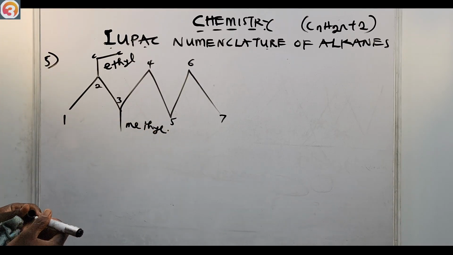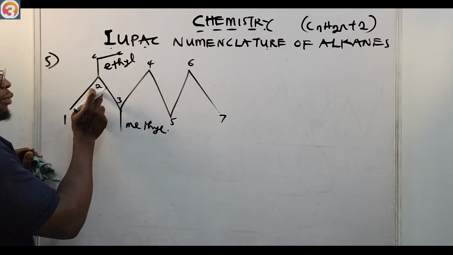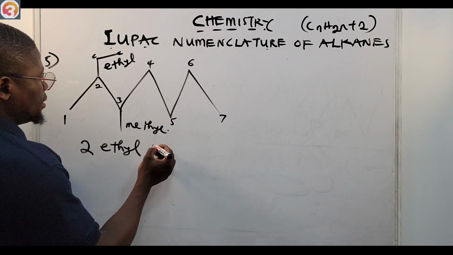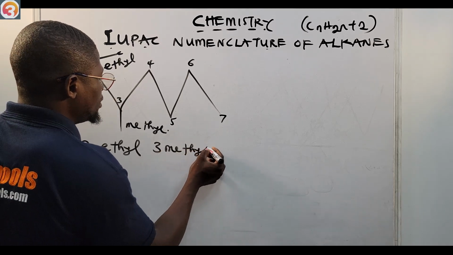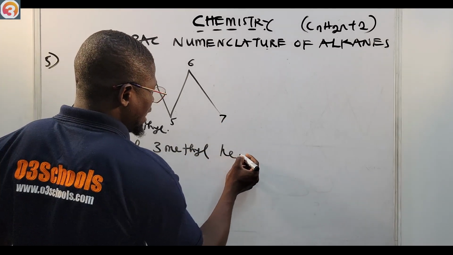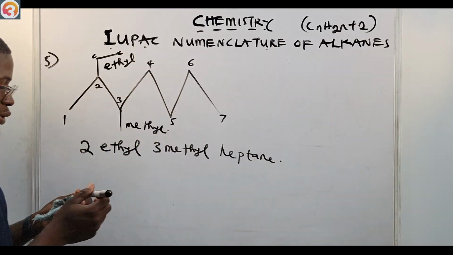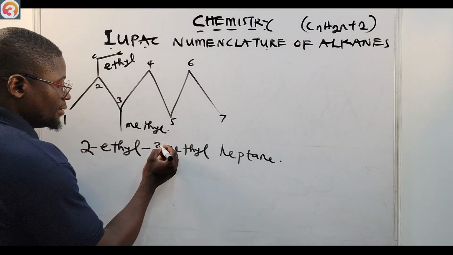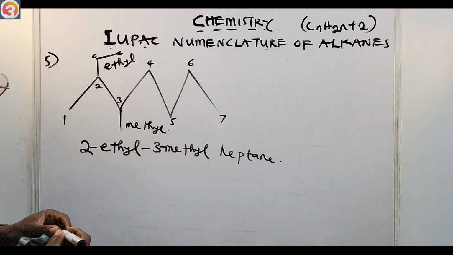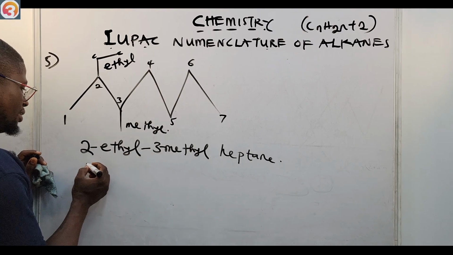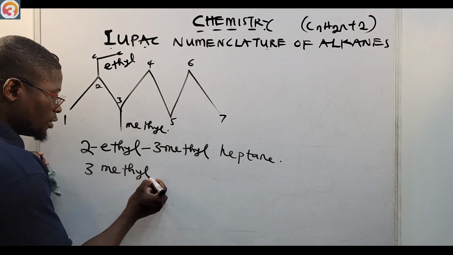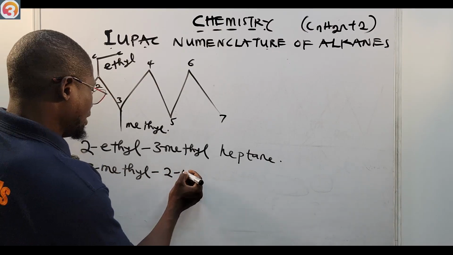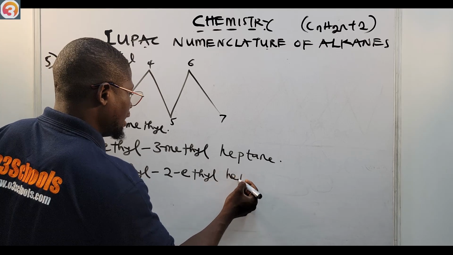So now let us name it. So I'm going to have what now? The ethyl group is on the second carbon. That will be 2-ethyl, 3-methyl. How many carbon atoms? 7. That will be now heptane. Okay? So I'll be able to name this compound as 2-ethyl, 3-methyl heptane. Now, what about if another person now comes and says 3-methyl, 2-ethyl heptane?